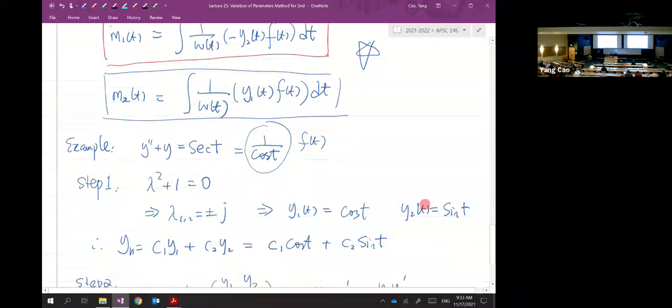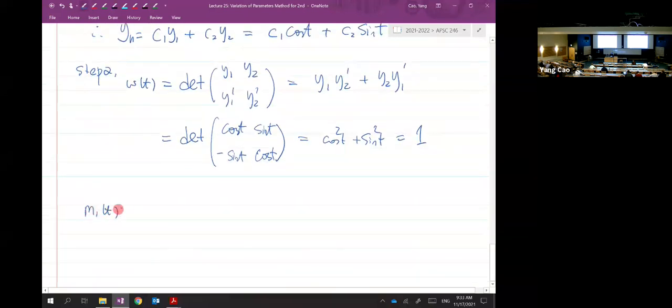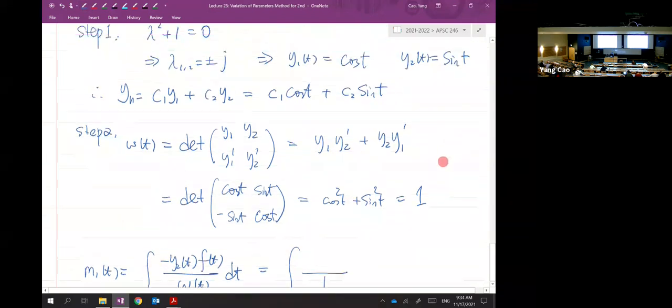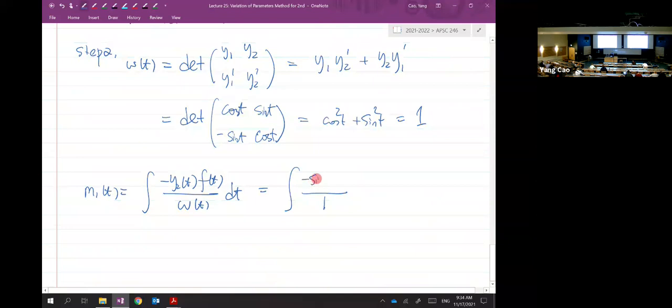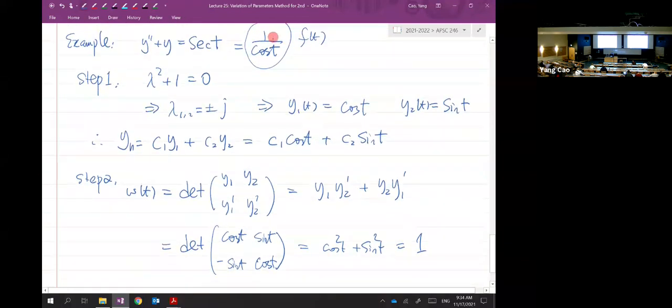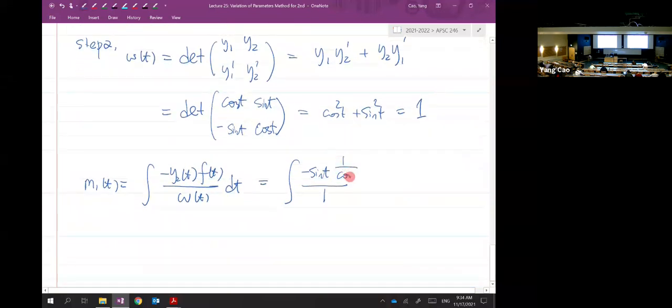Okay. So let's calculate M1 first. So it's the integral of y2(t) f(t) over W(t) dt. W of t is 1, so the bottom here is 1. y2 of t is sine t, so negative sine t, and f of t is 1 over cosine t, dt. So this is your M1 of t. Now you can simplify a little bit, and you can take the negative sign out. So sine t over cosine t dt.